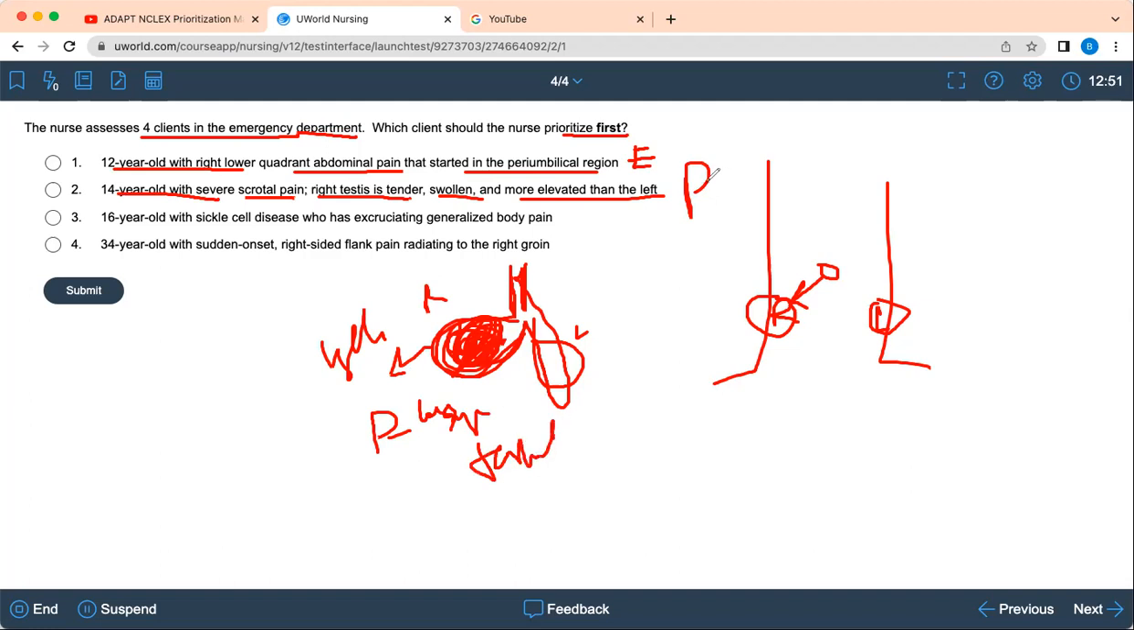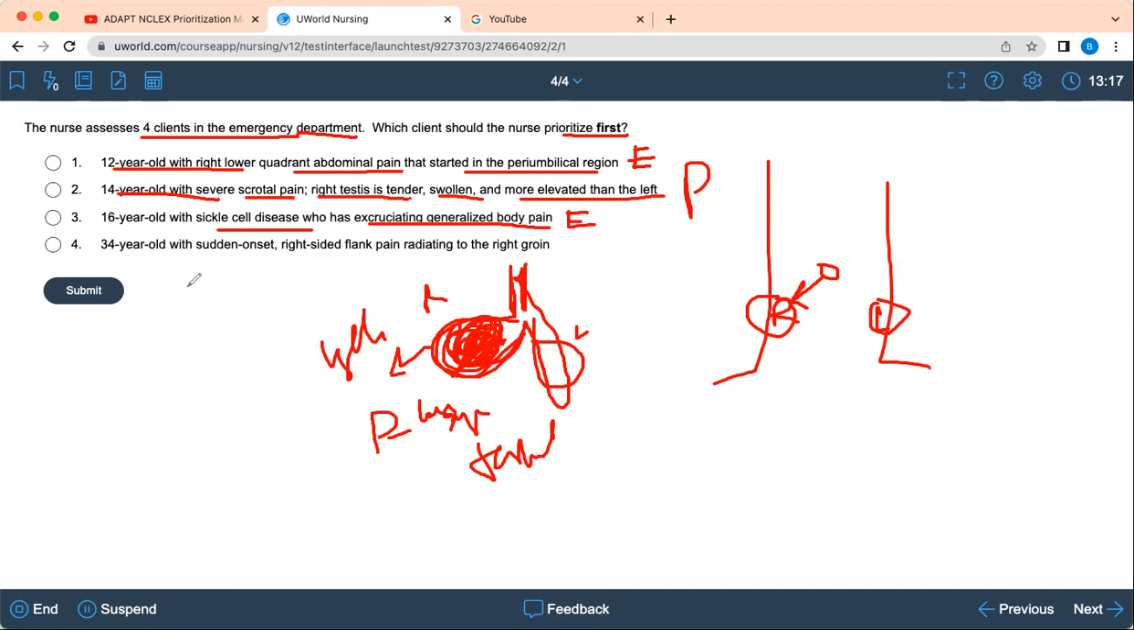Therefore, this pain is not just a pain. It's a pain that will lead to loss of organ. So it's our priority. A 16-year-old sickle cell patient with excruciating pain, generalized body pain. Sickle cell patients have pain all over. It's due to ischemia, but they never lose their limb, life, and eyesight. Therefore, this is an expected finding.